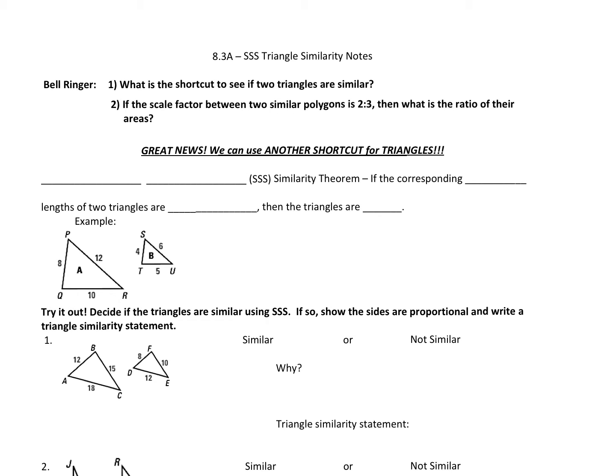8.3a. Let's start with some review. What is the shortcut to see if two triangles are similar? Well, it is AA. Remember our angle shortcut?